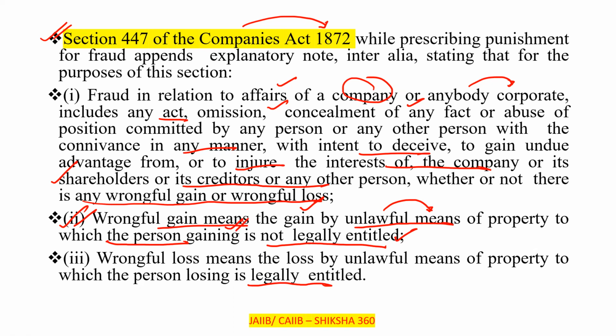Wrongful gain is basically the gain by unlawful means, not legitimate ways, to which the person gaining it is not legally entitled. Wrongful loss basically means the loss by unlawful means of property to which the person losing is legally entitled. In wrongful loss the person is legally entitled, and in wrongful gain the person is not legally entitled. So kindly remember the difference between both these terms.